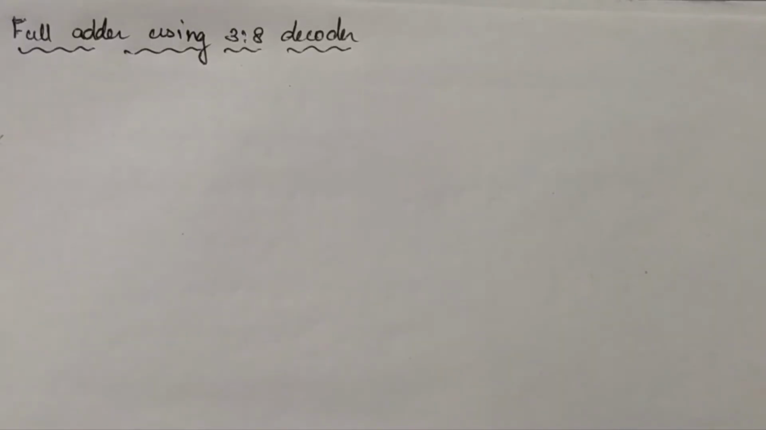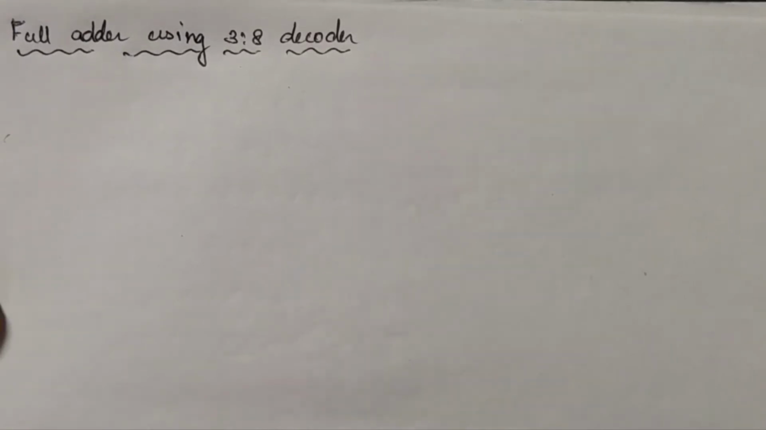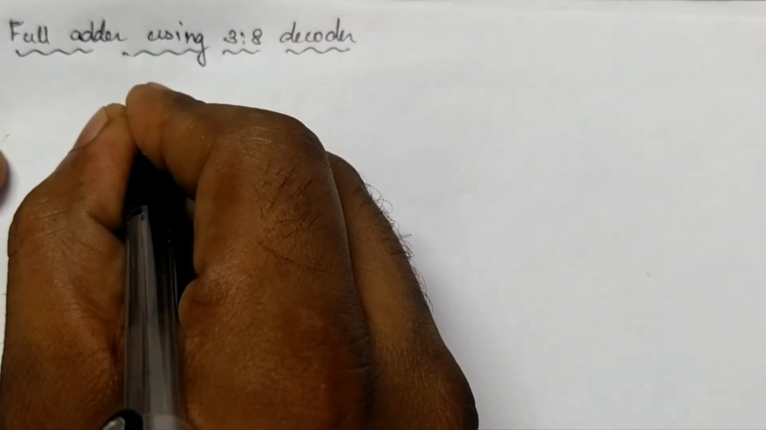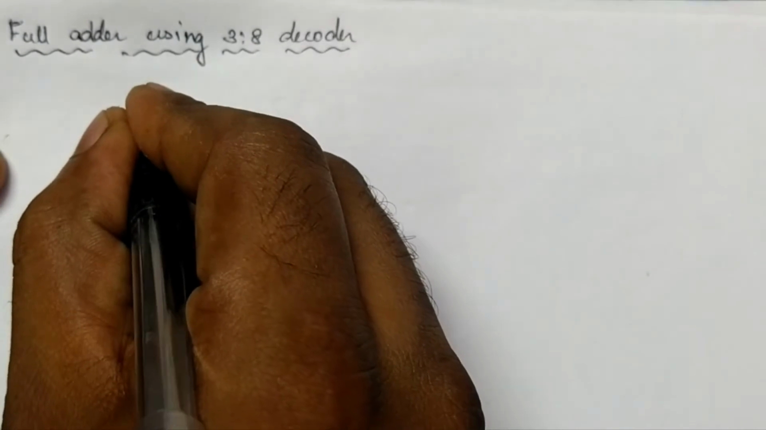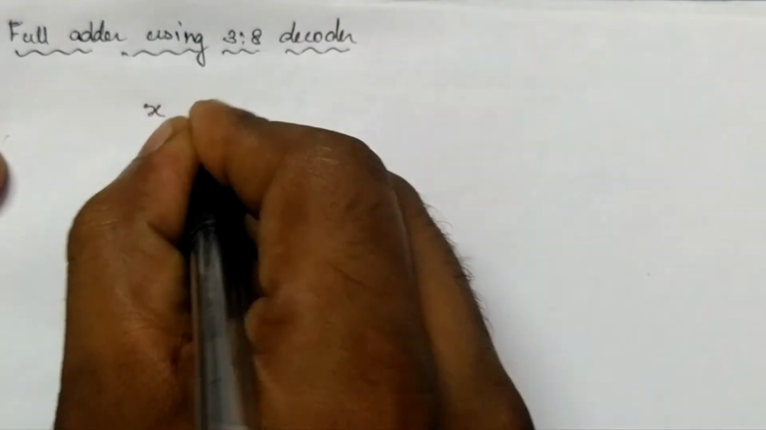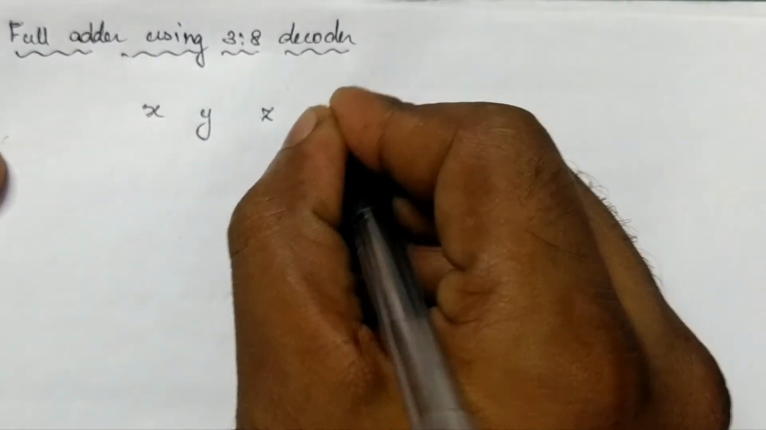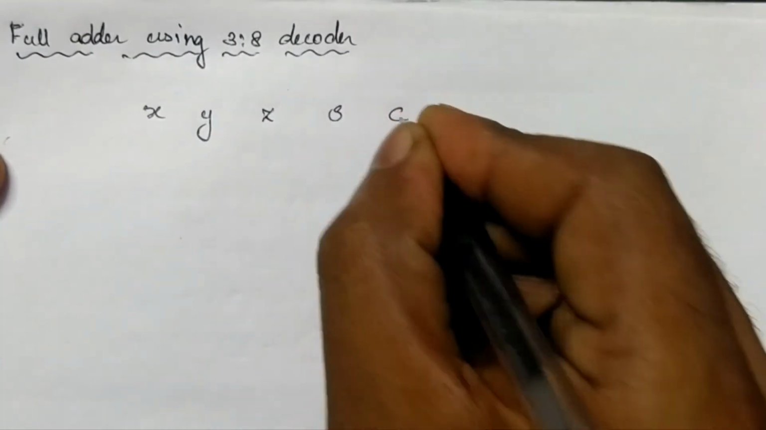Welcome to EasyLearn. In this video, we are going to see full adder using 3:8 decoder. So first, we are going for the truth table for full adder. Consider the inputs as X, Y, and Z. And here the outputs are sum and carry.